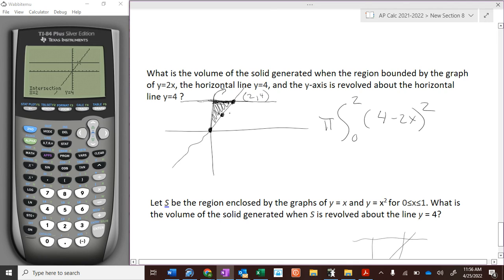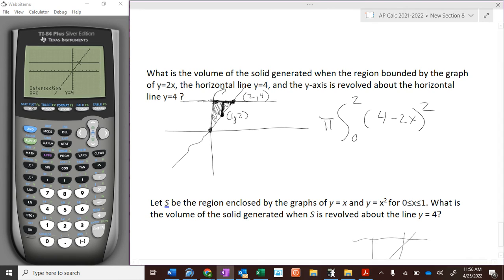At 1, this is the point 1, 2, correct? So how far is this? Well, it's 4 minus 2 times 1, or 4 minus 2. When you get up to 1.9, how long is it? Well, it's 4 minus 3.8, which is 0.2. This looks really short, right? So that's how you do it.